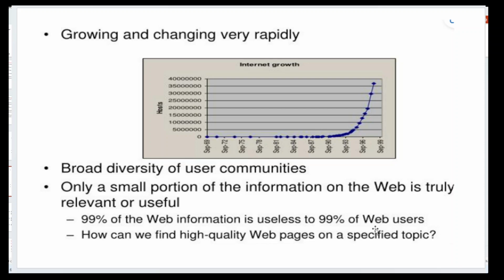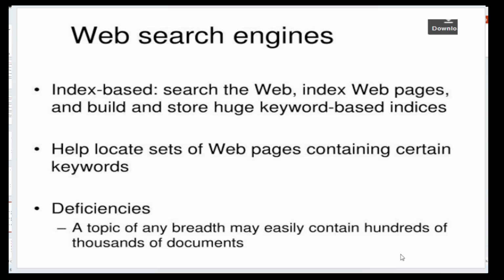Then how do we find high quality web pages on a specified topic? How can I know that whatever first page of search results is displayed is the correct result, or whether it is relevant to my question or query? So how can we find out?